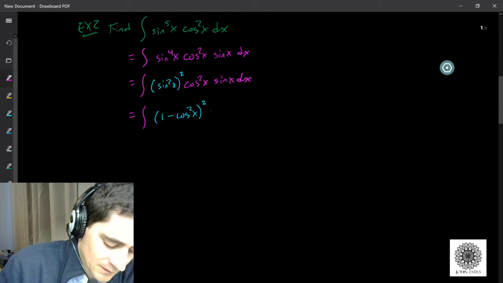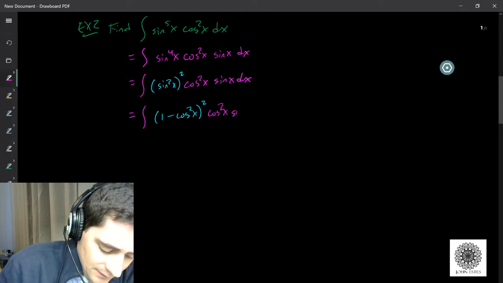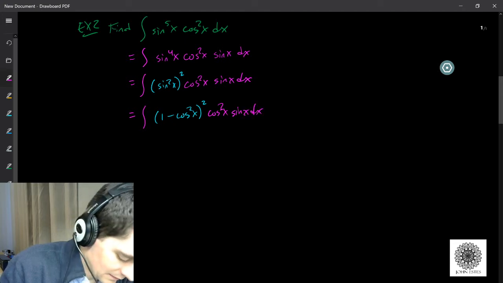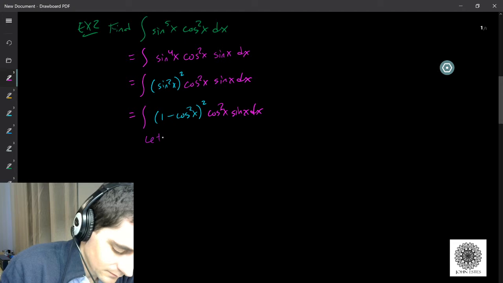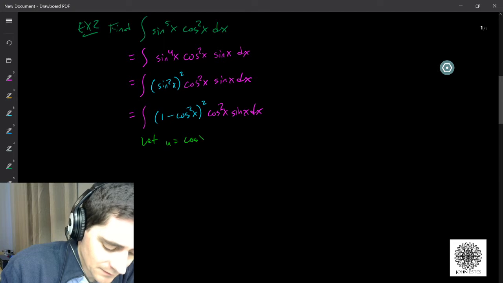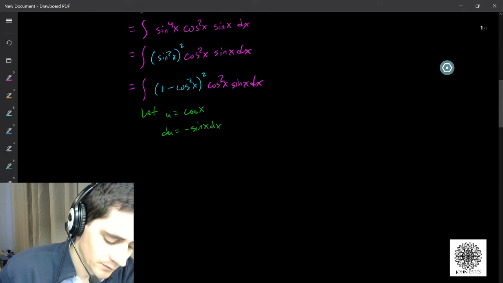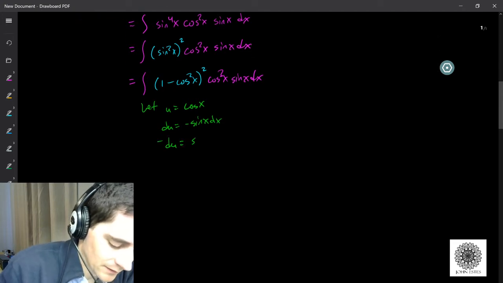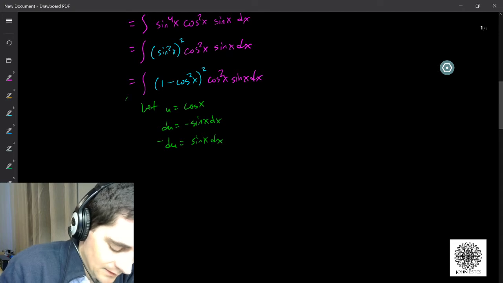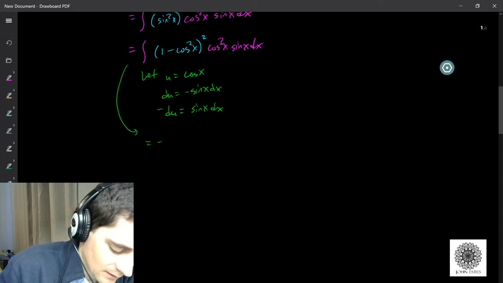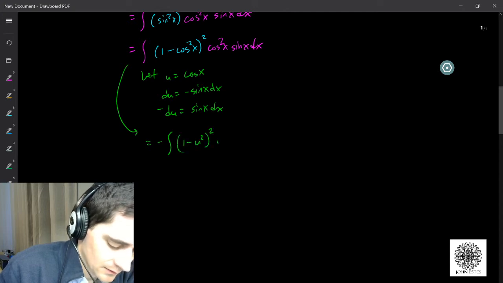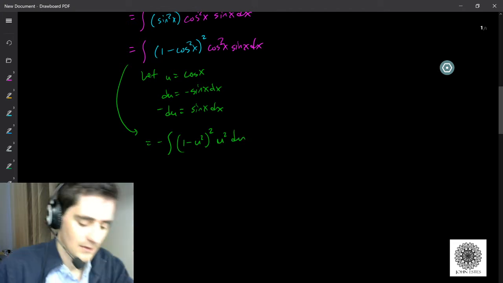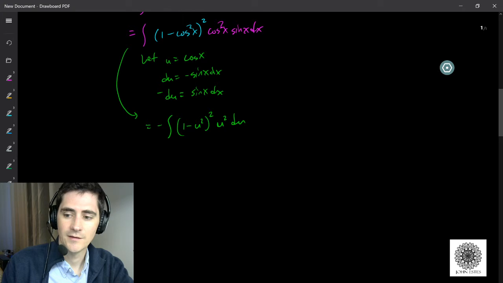And then I have cosine squared x sine x dx. Now let u be cosine x. Then du is negative sine x dx, which is almost what I have. I have negative du, because we don't have the negative 1 in there. So now my integral becomes negative, 1 minus u squared, squared, times u squared du. And that is a polynomial, right? So I can factor that out.